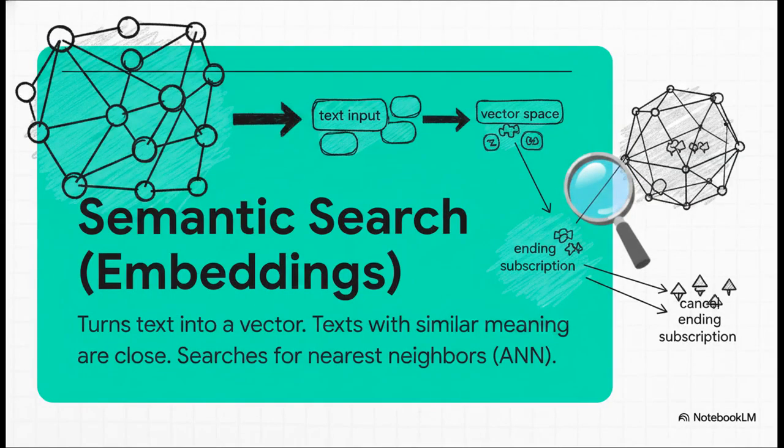And then, on the other side of the universe, you've got semantic search. This is the new AI-powered way of doing things. It uses a big model to turn your text into a long list of numbers, a vector, where things with similar meanings get clustered together. So a query like, how do I cancel, actually becomes a neighbor to a document that says, ending your subscription. It gets the intent, not just the words.